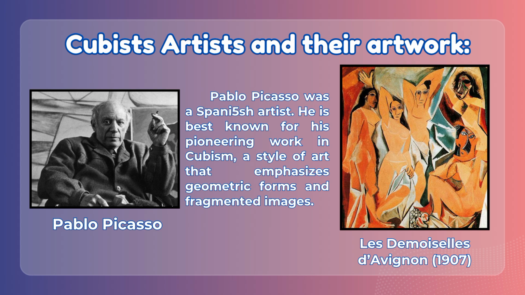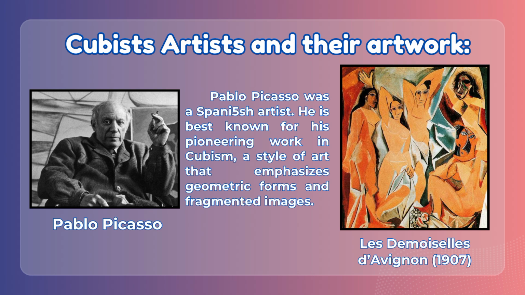Cubist artists and their artwork. Pablo Picasso was a Spanish artist. He is best known for his pioneering work in Cubism, a style of art that emphasizes geometric forms and fragmented images. Cubism is an artistic style that revolutionized painting in the early 20th century. Instead of depicting subjects realistically, Cubist artists like Pablo Picasso broke them down into geometric shapes and showed them from multiple viewpoints simultaneously. This created a fragmented and abstract effect, challenging traditional notions of perspective and representation.